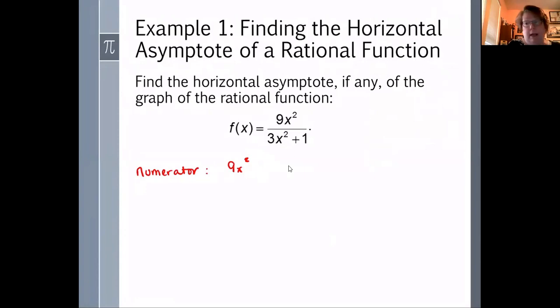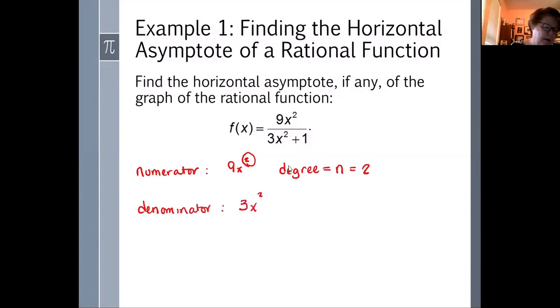All right. Again, the numerator of this function is 9x squared. That is a polynomial function, and its degree is 2. Degree is that exponent right there. And we call that n. All right, now let's look at our denominator. Our denominator is 3x squared plus 1. The degree of that denominator, which we call m, is also 2.